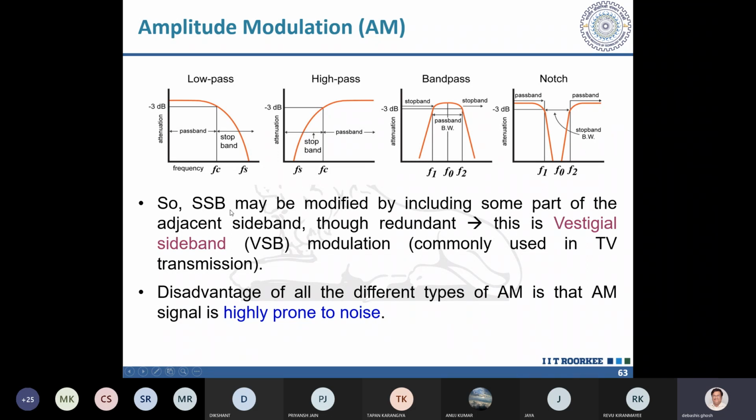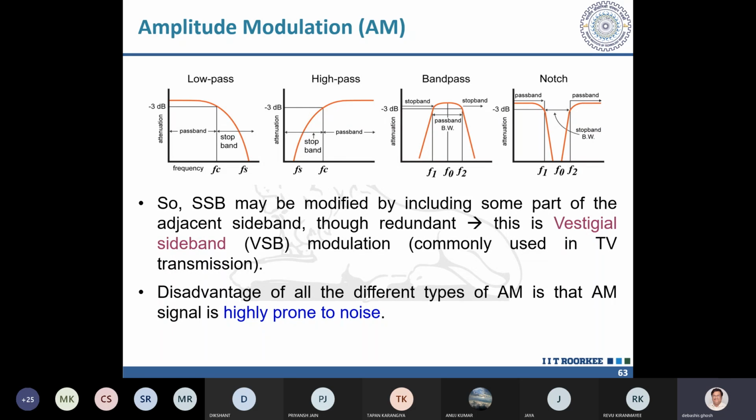So SSB may be modified. We want to go for SSB, but we can modify it a bit by allowing or including a part of the adjacent side. Although that is not useful, it is redundant, we have to allow it. Otherwise there is no way out, because with SSB we cannot do a sharp cutoff.